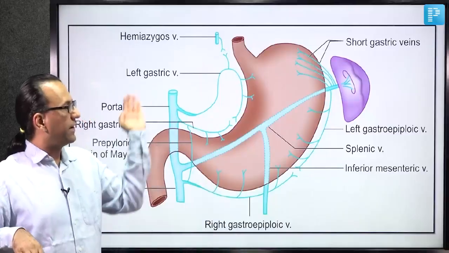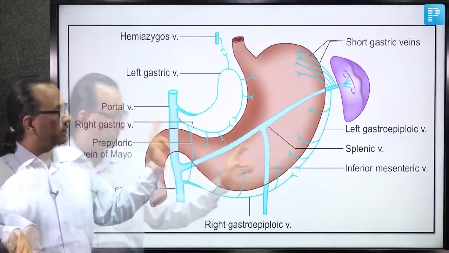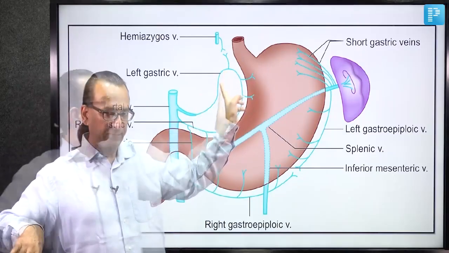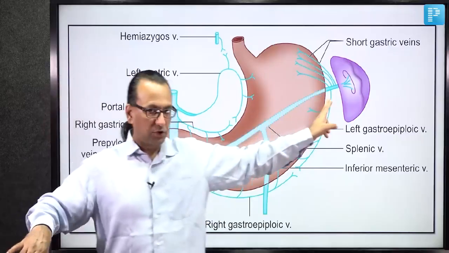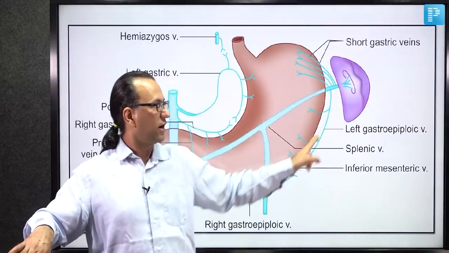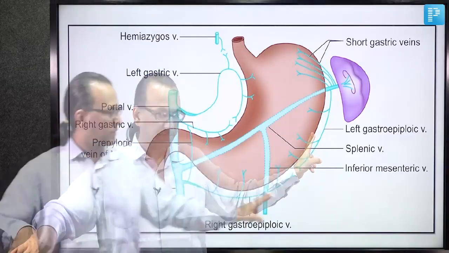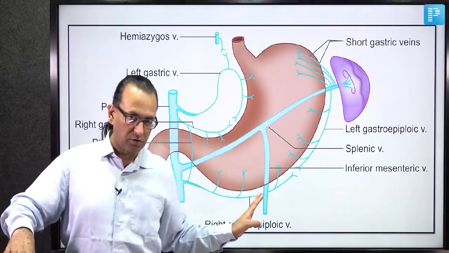As we suggested, the veins have the same name as the arteries, but not necessarily all the time. You can see a few of them now. There was a left gastric artery, so this is the left gastric vein, and there is a splenic artery, so there's a splenic vein. There are short gastric arteries and short gastric veins, and the long gastric artery, that is the left gastroepiploic artery, and the left gastroepiploic vein, anastomosing with the right gastroepiploic vein. But then there are some differences also.